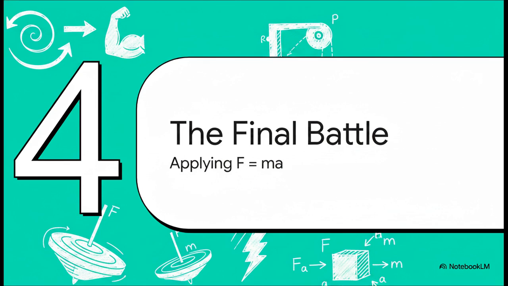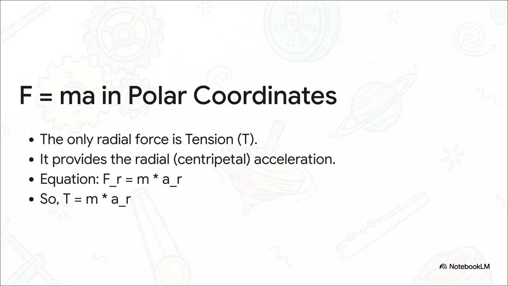We can go back to the most famous equation in physics, F equals ma, to find the actual tension force. Now let's think about the forces acting along the radius, the direction of the string. The only force is the tension. That's it. So that tension force must be what's causing the puck's radial acceleration. It's as simple as that. Tension equals mass times the radial acceleration.